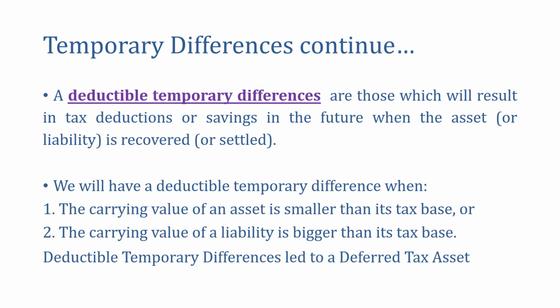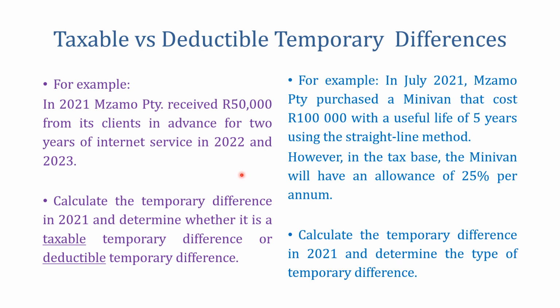Just know this. A deductible temporary difference, on the other hand, is one which will result in tax deductions or savings in the future when the asset or liability is recovered or settled. We will have a deductible temporary difference when the carrying value of an asset is smaller than its tax base, or when the carrying value of a liability is bigger than its tax base. And generally, a deductible temporary difference leads to a deferred tax asset. Let's put it in a quick example.